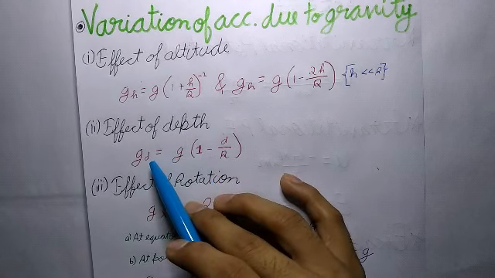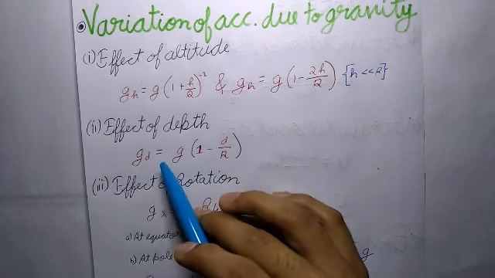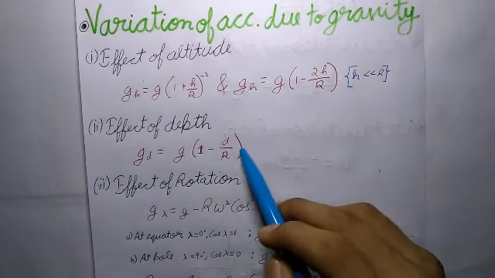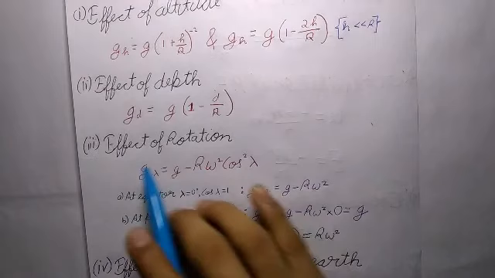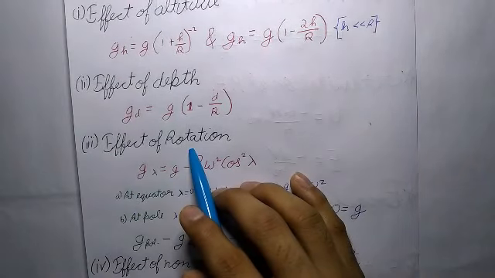g at a depth d, g_d will be equal to g(1 - d/R). Clearly, the value of g decreases with the increase in the depth d and becomes 0 at the center of the earth. Third is the effect of rotation.